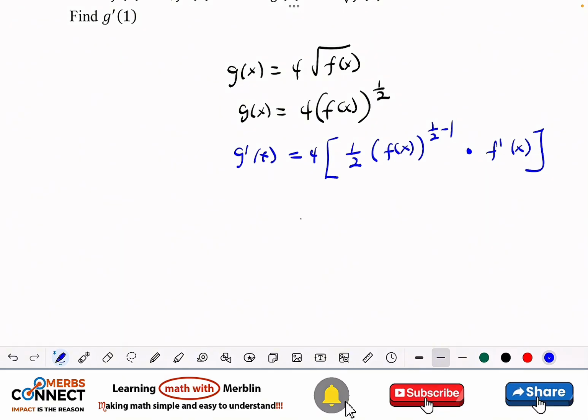This is kind of very nice. So simplify this one. This one will be 2, 4 times half is 2. And this one will be f of x to the power minus 1 over 2 times f prime of x.